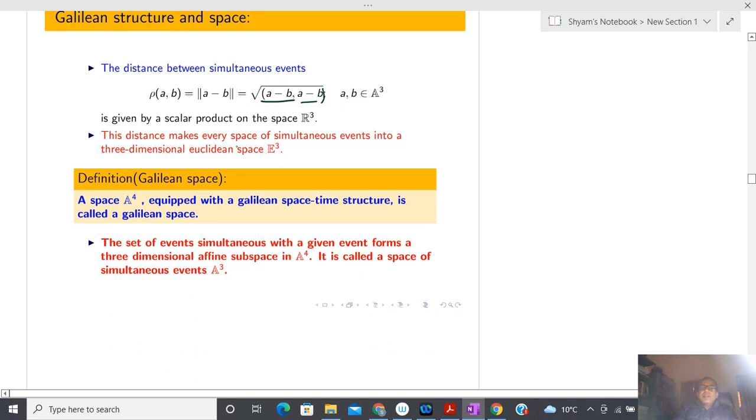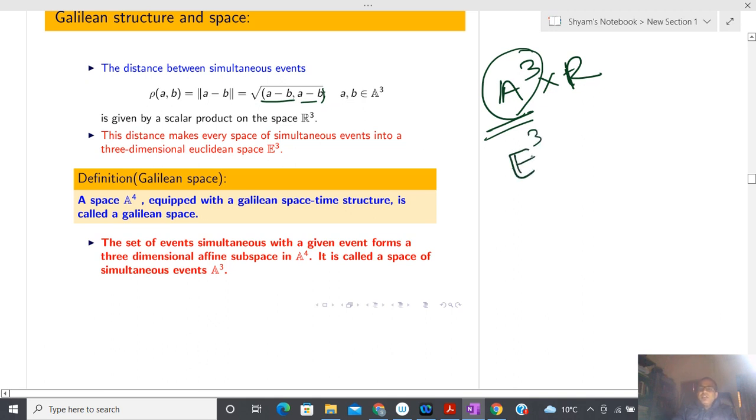The distance makes every space of simultaneous events into a three-dimensional Euclidean space. So now you can see that I have some kind of space like A3, and I have some kind of time. I am not considering time, since time is always a real number, so I am just considering this space, and I have this way to talk about distance. Whatever comes into the picture is again some kind of real number. Here this is the scalar product in R3 space: a minus b is some real number, and that maps to R. So finally, if I take an affine space with this kind of distance, then I have Euclidean space E3.